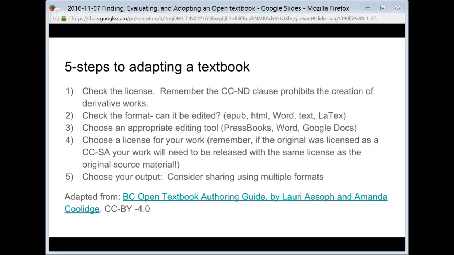And finally, choose how you want it to be shared. So students, we know, prefer multiple formats. Some like to print their items. Some might have an e-reader and choose to read it on a tablet. So EPUBs are the most common format for reading ebooks on e-readers and tablets. They're very good with screen readers for accessibility purposes and things like that. So think about offering your final product in multiple formats and bring that into your thought process early on as you think about adapting.